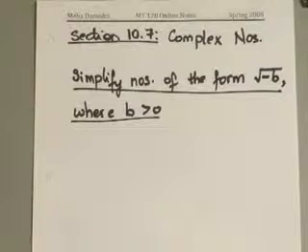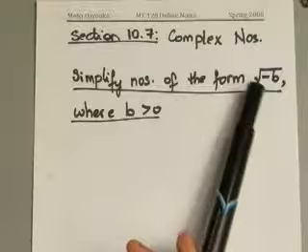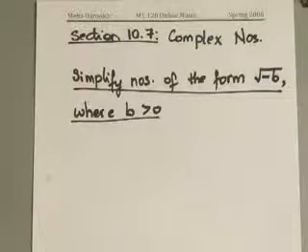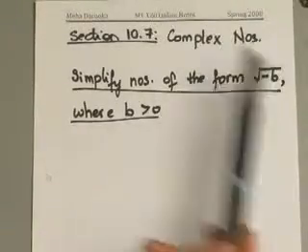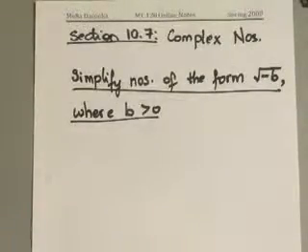Now, if you remember, in the first half of this chapter, we said that these were not real numbers and that you could not simplify them. But in the complex number sets, you can simplify numbers of the form square root of negative b, and that is what we are going to talk about, to see how to simplify these. And again, here b itself will be a number greater than 0.